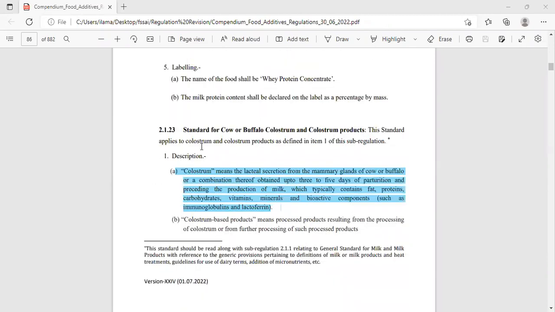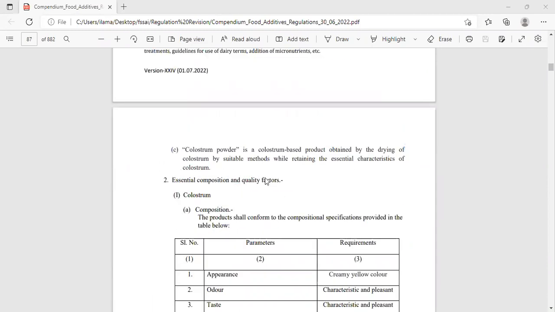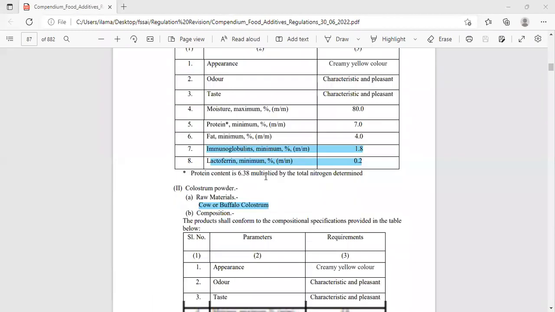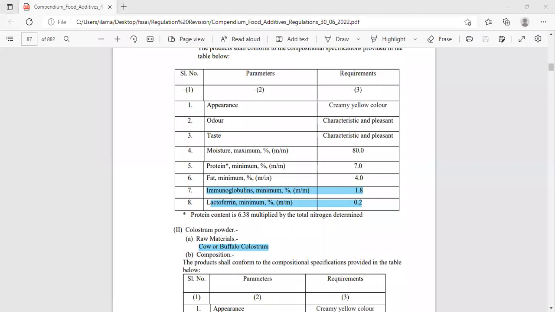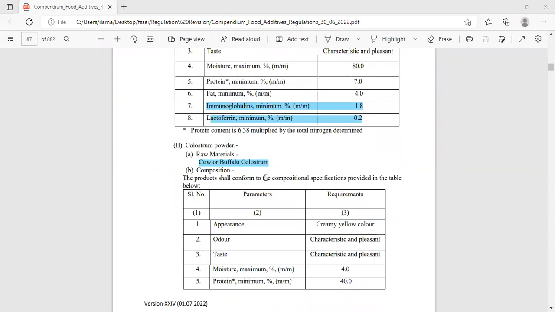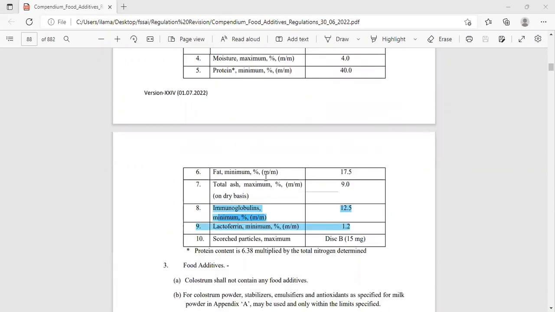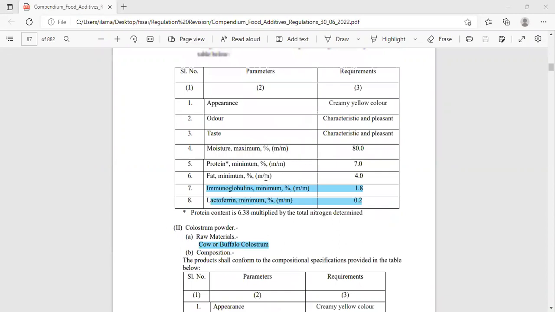And here colostrum. Colostrum, we all know it is a lactating gland secretion. And colostrum based products. Here colostrum will have immunoglobulin and lactoferrin. So know what the range is for this immunoglobulin and lactoferrin. Actually, colostrum in cow and buffalo milk has more immunoglobulin and lactoferrin when compared to normal milk.